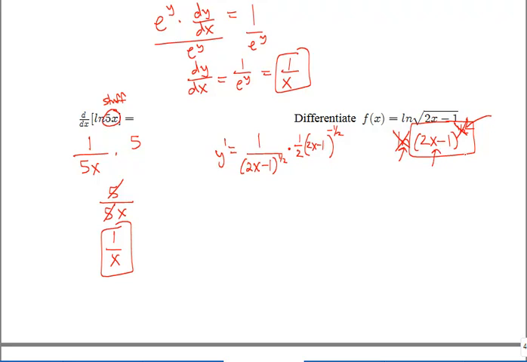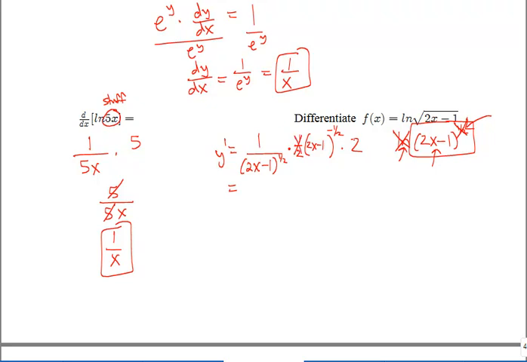Finally, we move inside those parentheses. What's the derivative of 2x minus 1? That would just be 2. And the chain rule says I multiply these three different derivatives together. So here's what I have so far. Now let's clean it up.